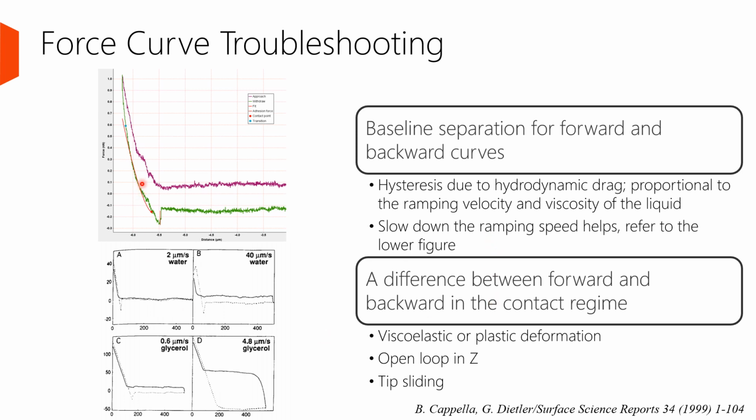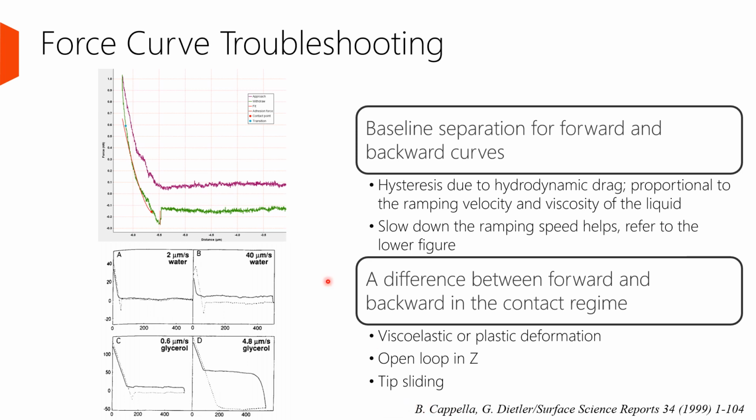So another feature we can identify in here is the difference between forward and backward in the contact regime. And we already know that this is probably due to the plastic deformation. But besides that, if the open loop is turned on, by that I mean it's not using a closed loop, it can also cause a separation in the contact regime.